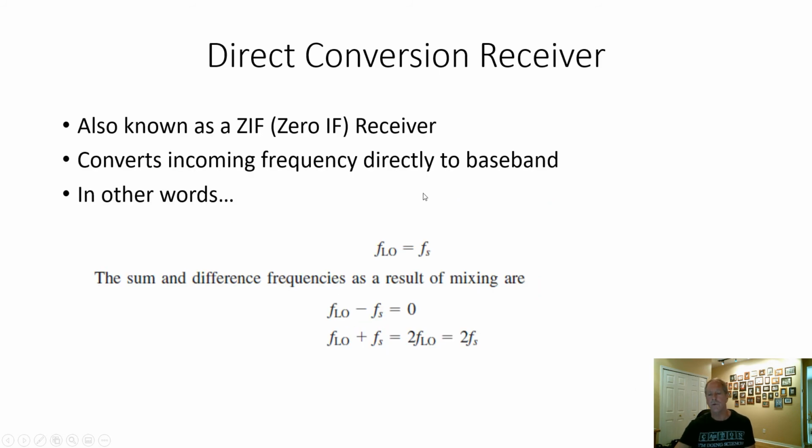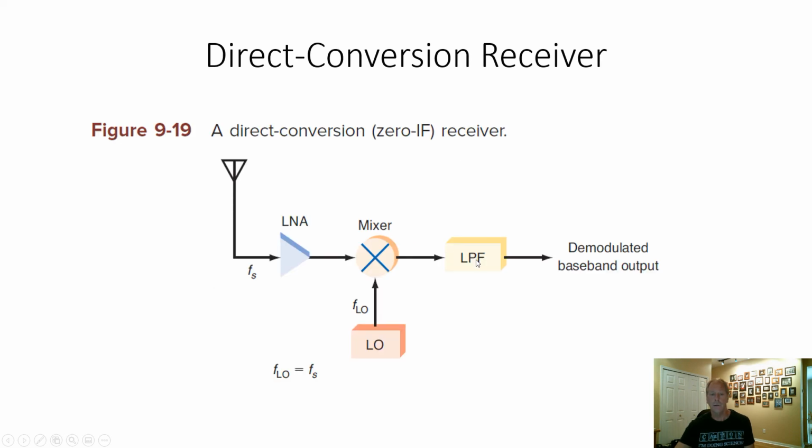A direct conversion receiver is a little different. It converts everything right down to the baseband. Basically, the local oscillator frequency is the signal frequency, and with the sum and difference, you end up with 0 in one of them. And the sum, you end up with twice the signal frequency. If you use just a simple low-pass filter here, you end up with a demodulated baseband output. Basically, the difference is 0, FLO minus FS. You get 0 frequency here. So you end up with the demodulated baseband output for a direct conversion receiver.